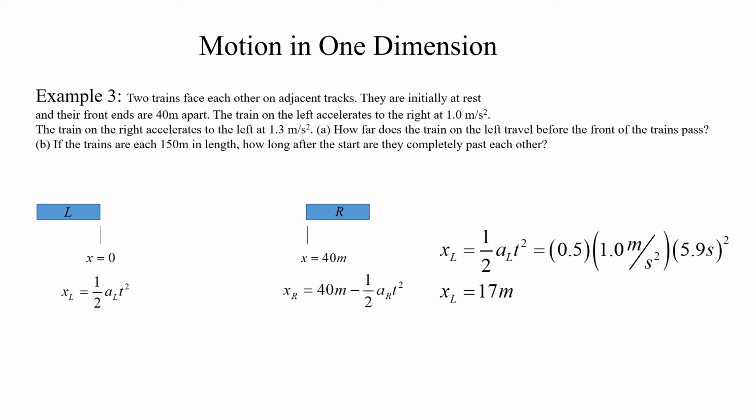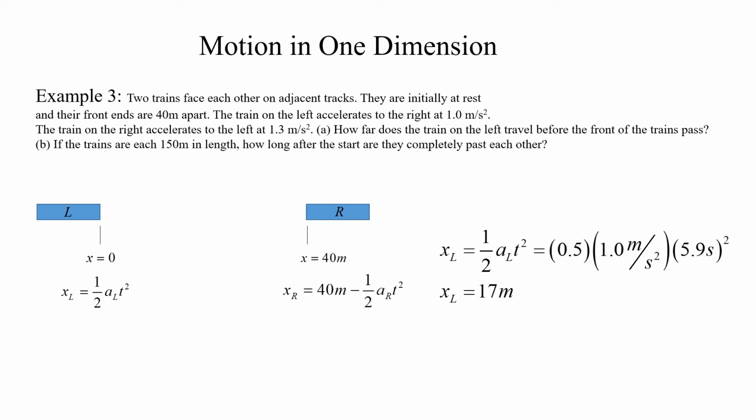All right, now to get the distance, how far the left train traveled in this time, I've got its position, 1/2 a t squared. So the 1/2 is the 0.5, the a is the 1 meter per second squared, and the time is 5.9 seconds, but don't forget to square that. And when I crunch those numbers, I get 17 meters. So the left train traveled 17 meters when they catch up to each other, when their fronts meet.